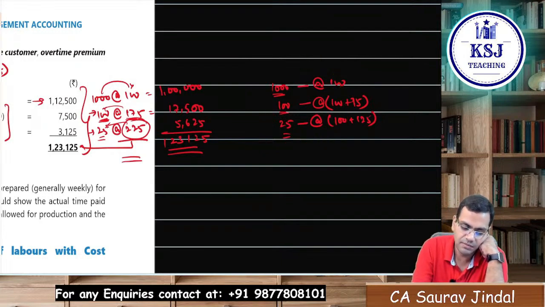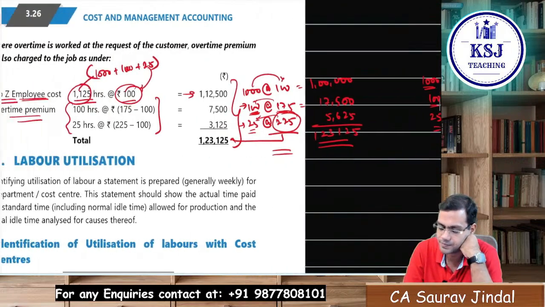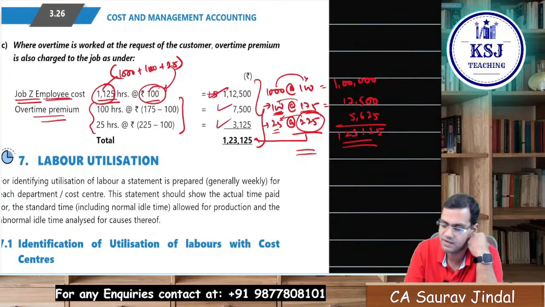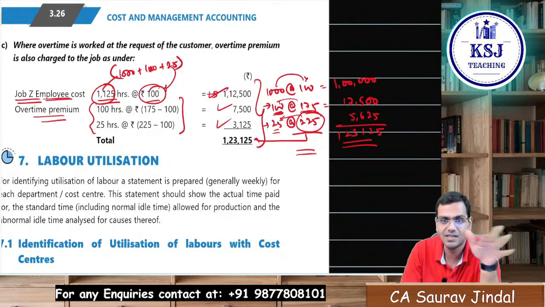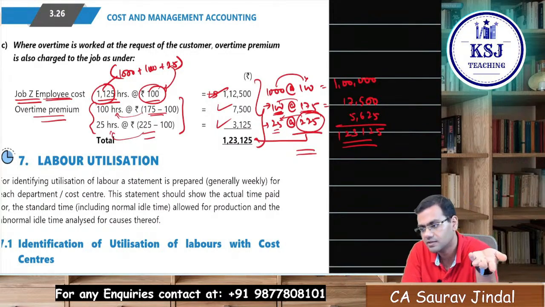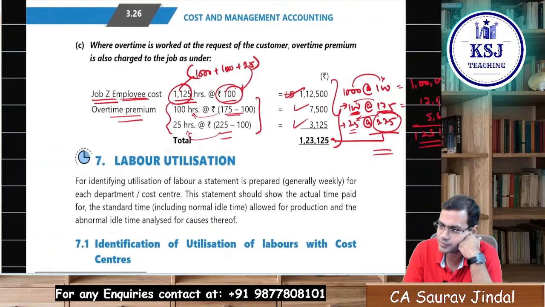So there are multiple ways of presenting the answer. You can present it in any way. If you are comfortable with this presentation, it's totally fine. You can take 1125 hours at which the basic is paid, then overtime 75 and 225 is paid only for 125 hours. This is also correct. Do it whichever way is comfortable for you.